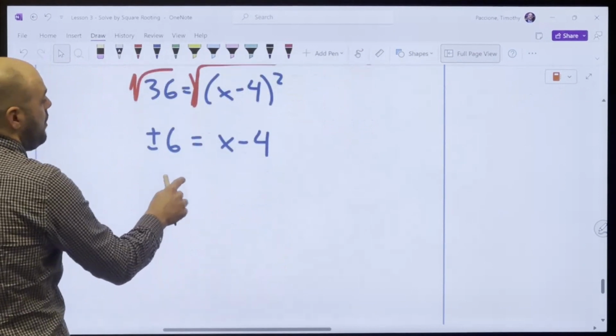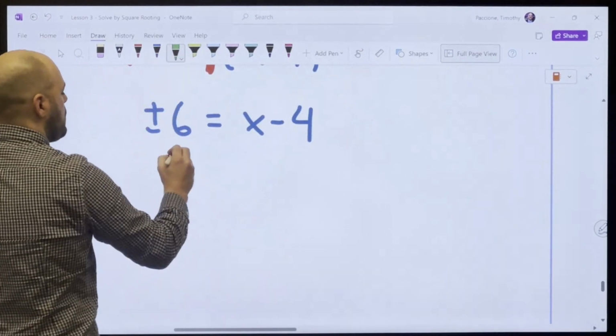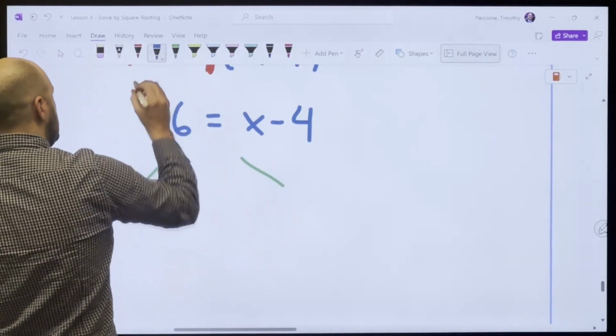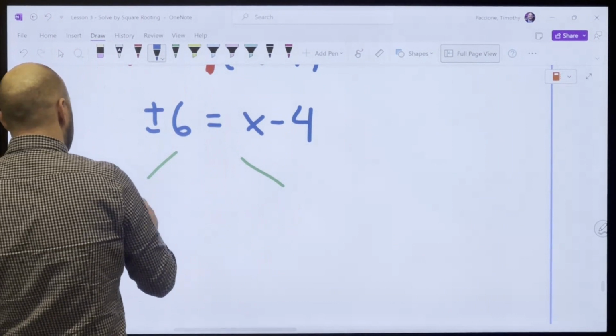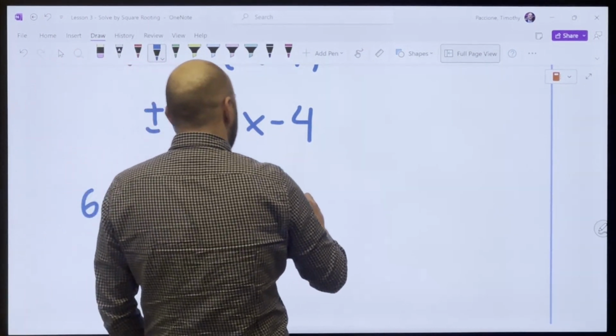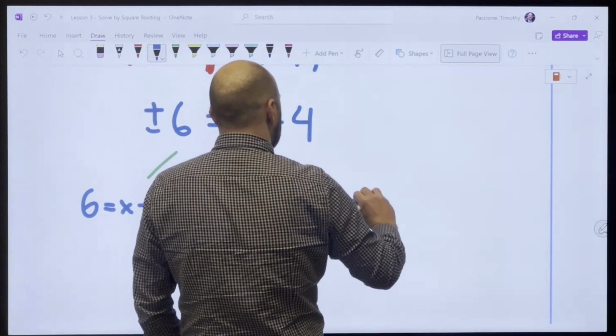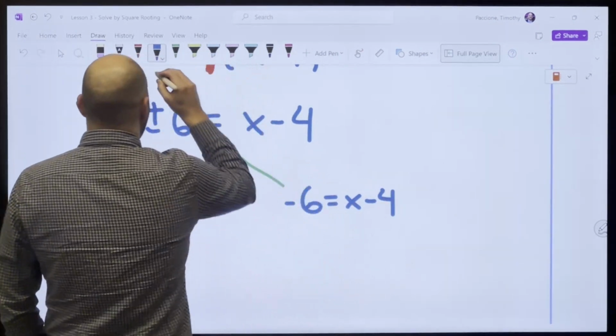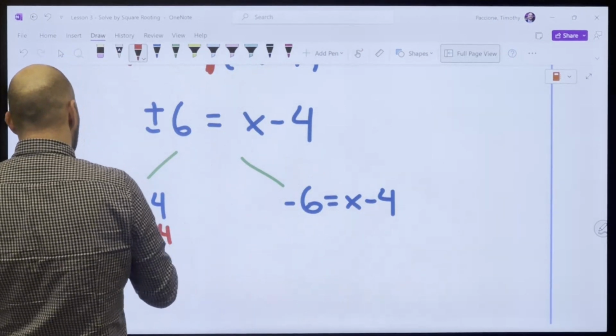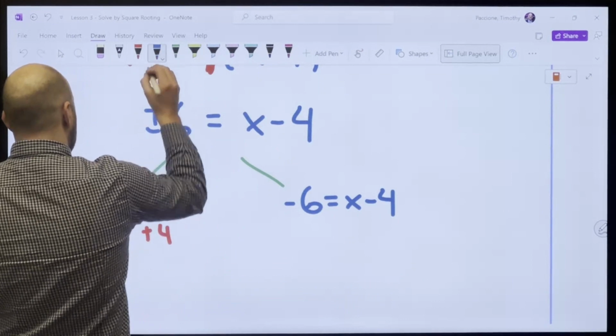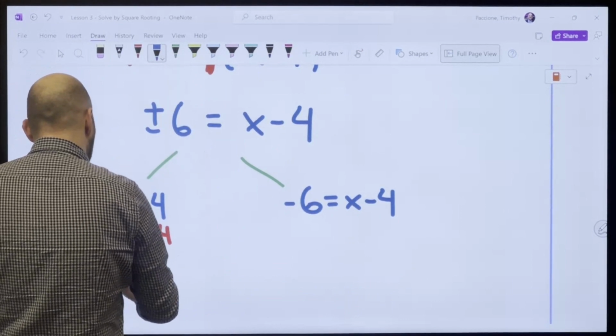Now I'm going to pull it apart into two equations, one that says 6 equals x minus 4, and one that says minus 6 equals x minus 4. And then I solve each one, add 4, 10 equals x.